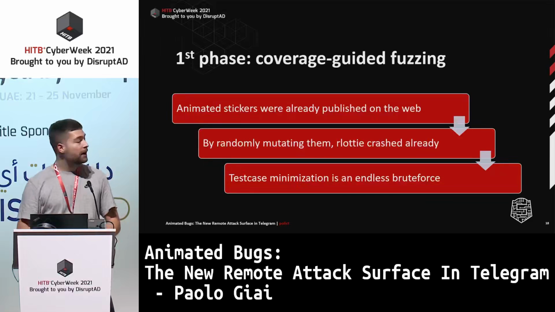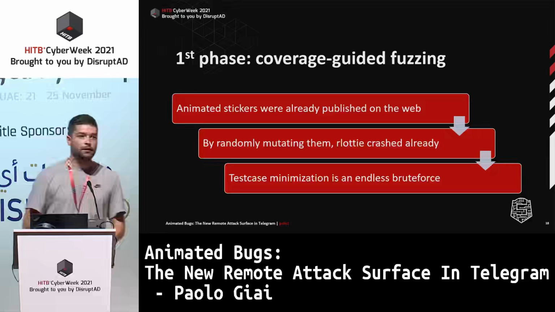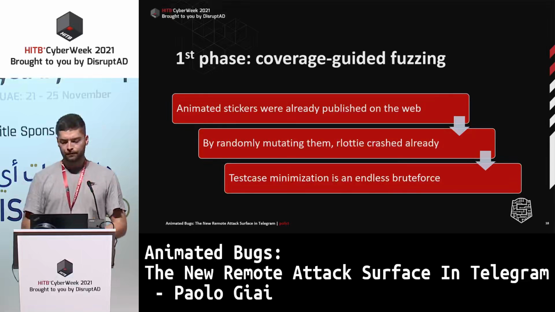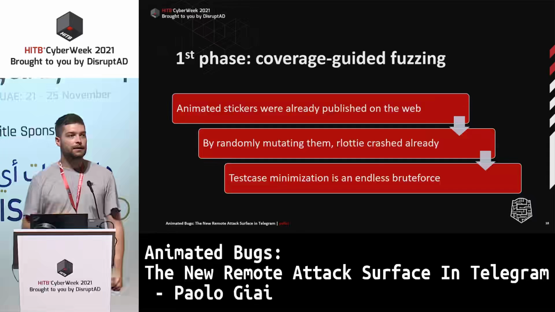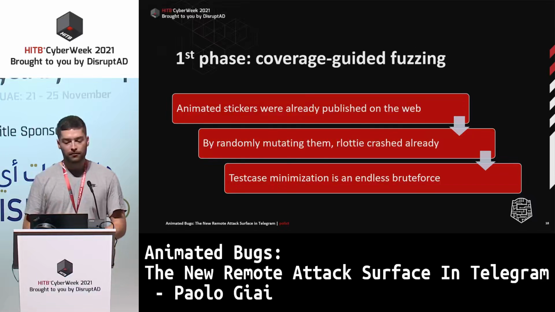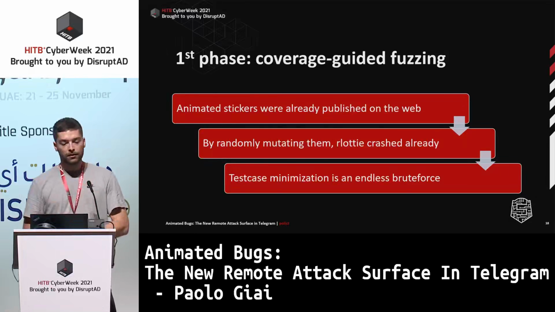So during the first phase, since Lottie is open source, I just decided to go with coverage-guided fuzzing, since we can easily instrument the Lottie code and fuzz it. So the initial corpus was collected pretty much automatically from the Telegram communities online, since when I started my research, some of the animated sticker designers were already publishing some of them online, so I could just download them and add them to the corpus.